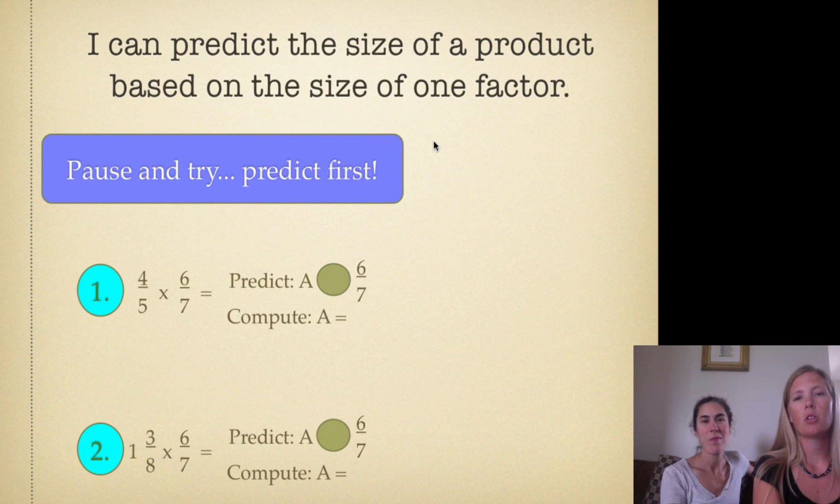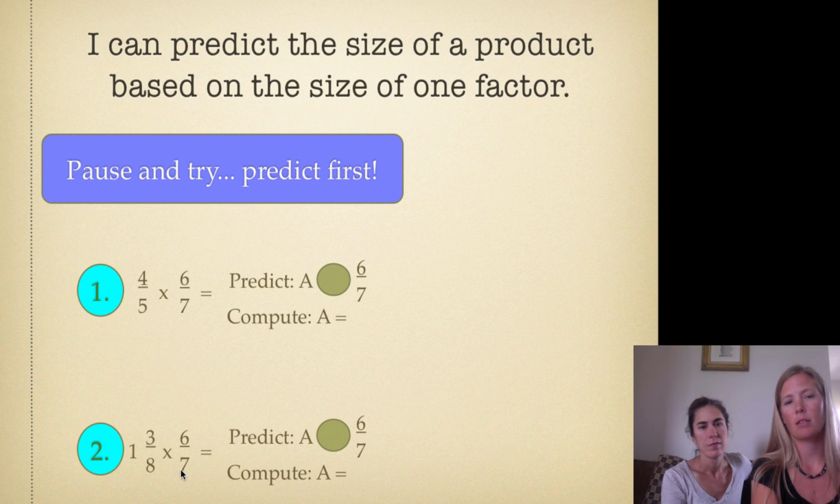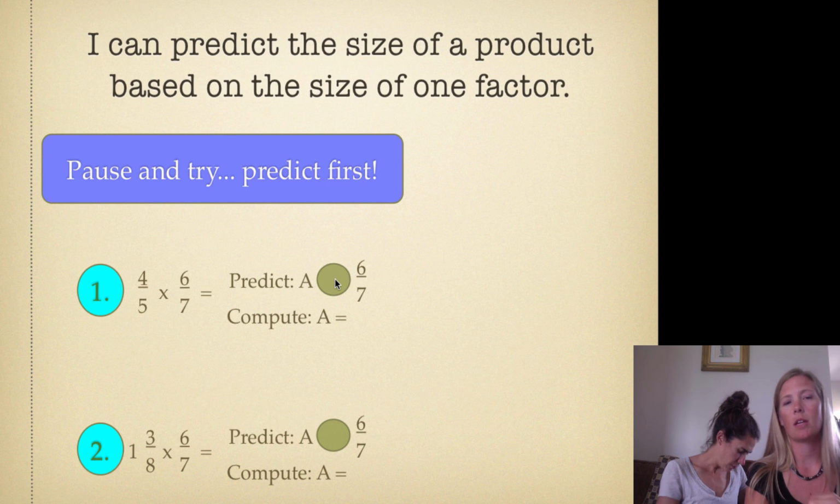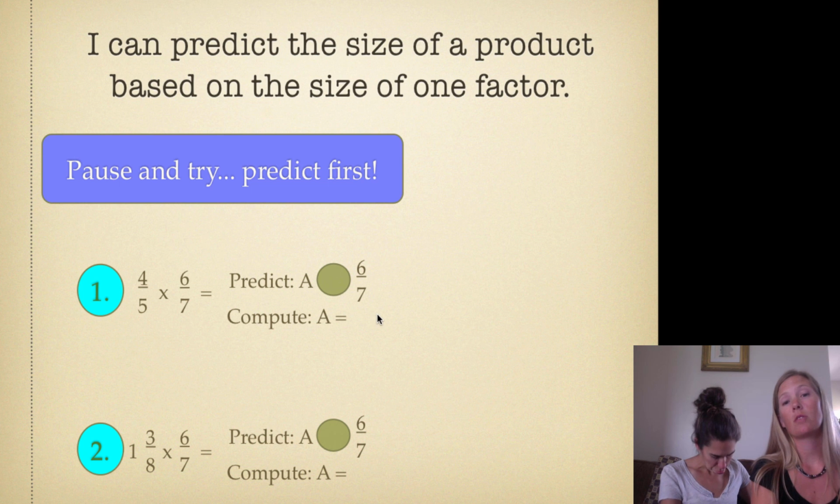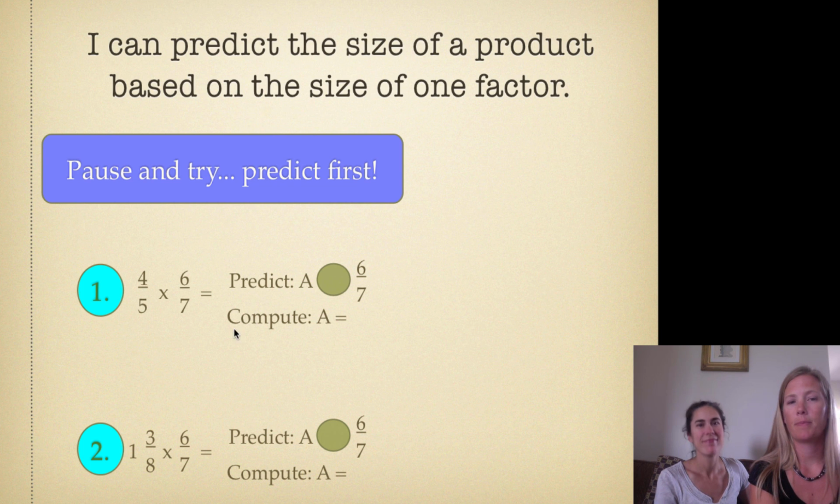So pause and try these. We've got 4/5 times 6/7 and 1 3/8 times 6/7. Again, 6/7 is our commonality here. The first thing I want you to predict is whether your answer is going to be greater than, less than, or equal to 6/7. In this little circle, you're going to fill in the greater than, less than, or equal to sign. Then you're going to actually find the answer, and do the same thing here and here. So predict first, then solve.